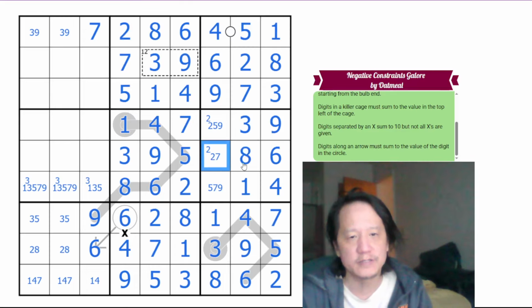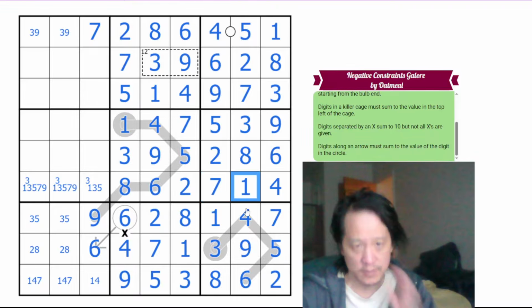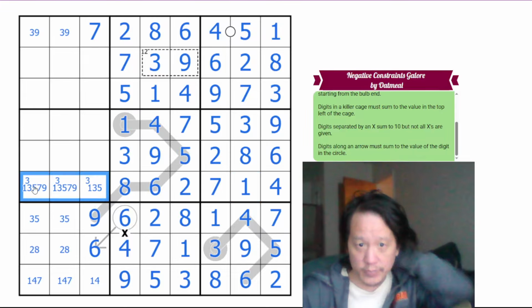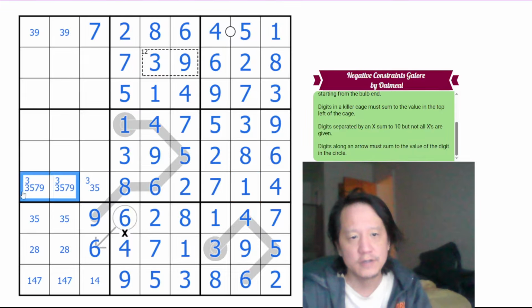8 cannot be adjacent to a 7 because they're consecutive, so this is 2. No 2 or 9, so it's 5. No 5 or 9, so it's 7. Okay, so this cannot be 1 or 7. This is 3, 5, or 9.